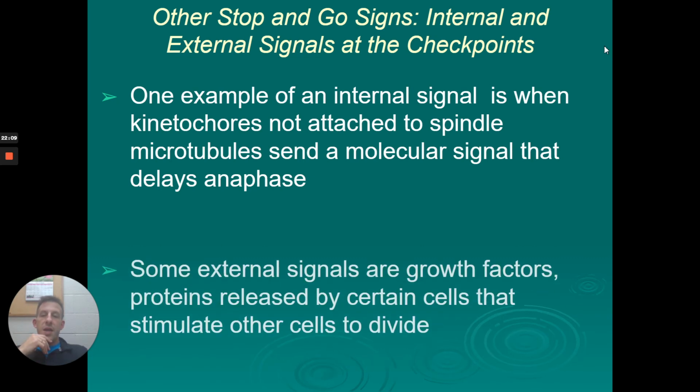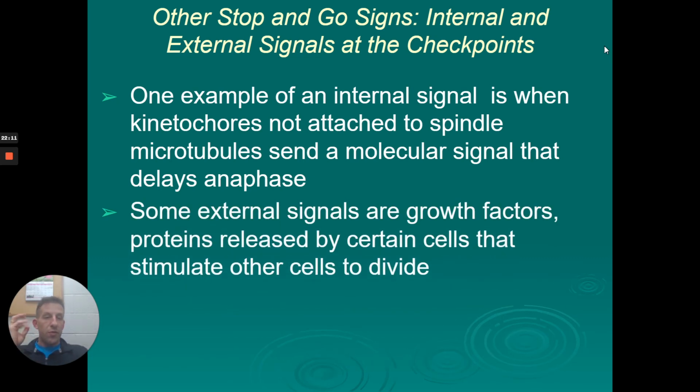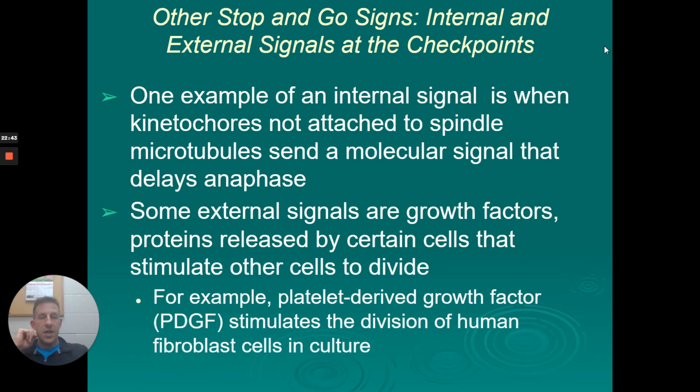Okay. Some external signals are growth factors. These growth factors come from, like I said, the exterior, the environment. They are proteins that are released by some cells that stimulate the division of other cells. So growth factors are examples of external signals that can help drive the cell cycle. They will tell cells, okay, you're not currently dividing. I'm sending a message from my buddy over here. He says that you need to come in and divide like the rest of us. So some of these external growth factors are important as well.